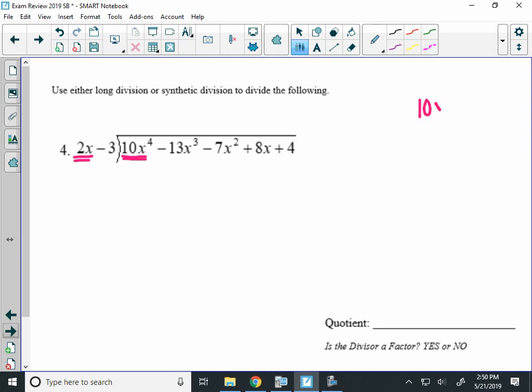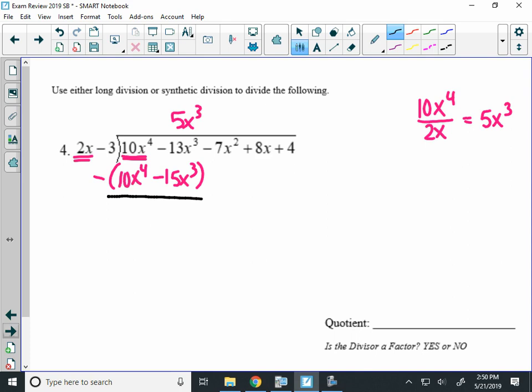So off to the side here, 10x to the 4th divided by 2x is 5x cubed. I'm going to put that on top over my cubes. I'm going to keep everything lined up. And I'm going to multiply. 5x cubed times 2x is 10x to the 4th. Remember, those first two terms need to stay the same. 5x cubed times -3 is -15x cubed. I put my parentheses and I subtract.